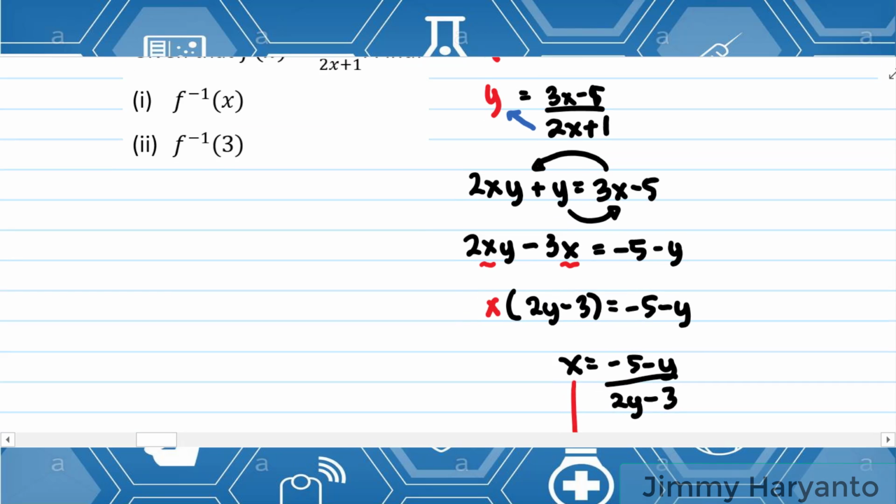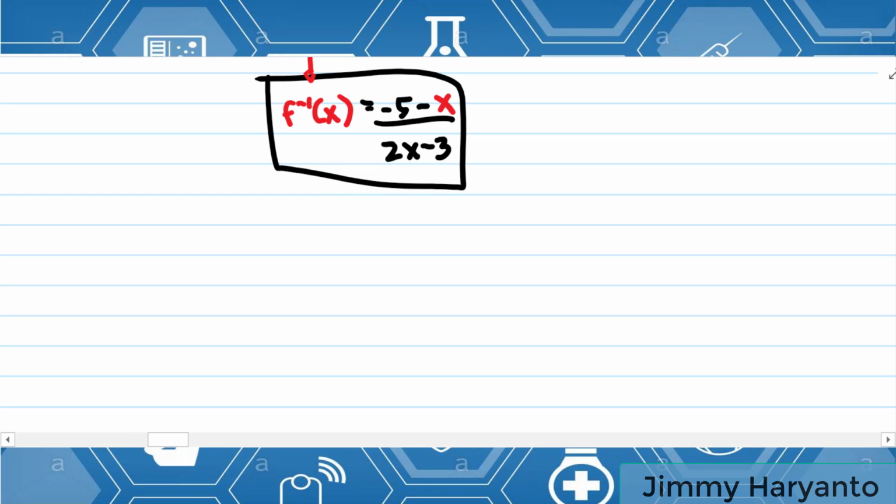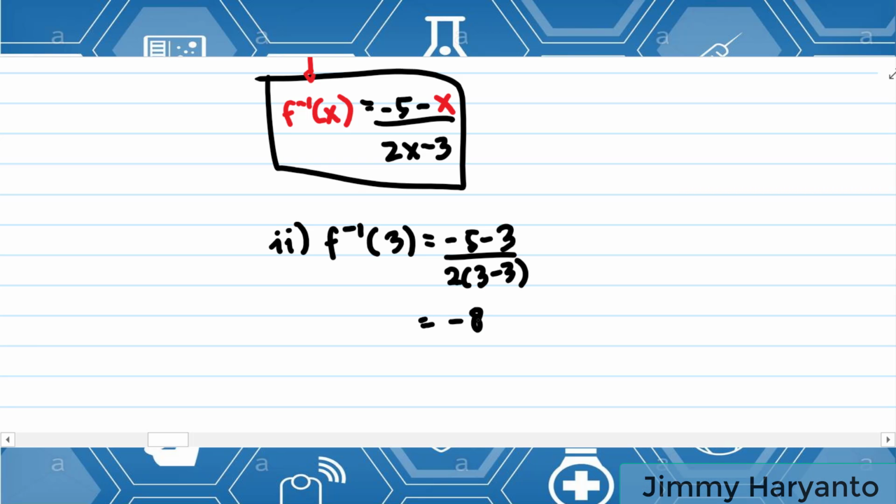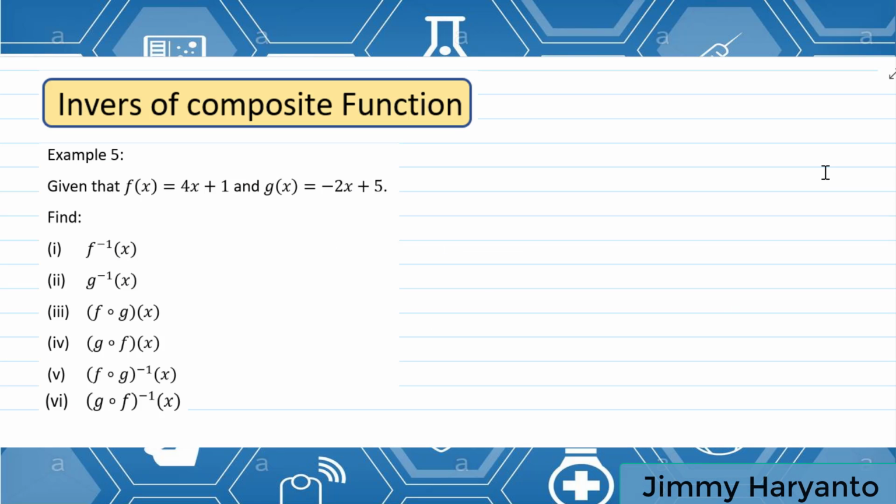And then the second question, f inverse 3. Okay, the second question wants us to find f inverse 3 equals negative 5, negative 3 over 2 times 3 minus 3 equals negative 8 over, oh sorry, wrong bracket. Wait, 2 times 3 minus 3, 6 minus 3 is 3. There you go. Okay.